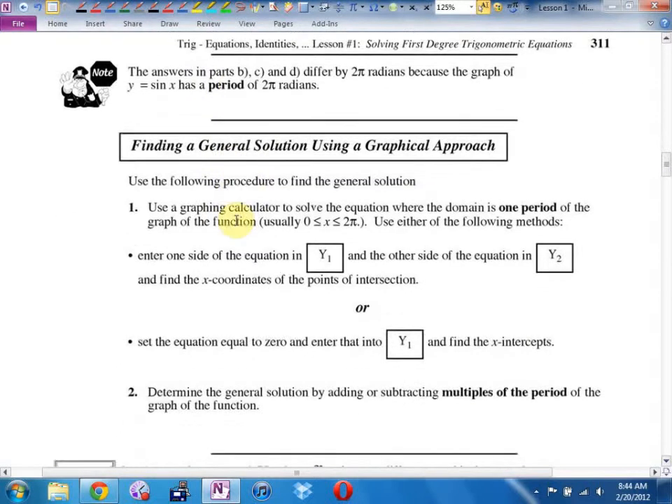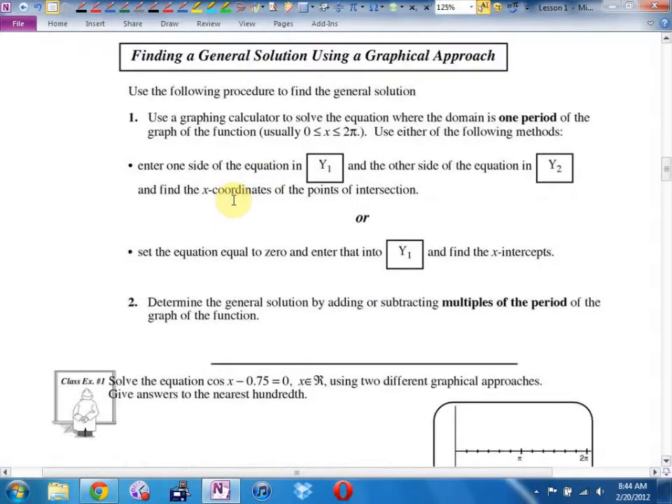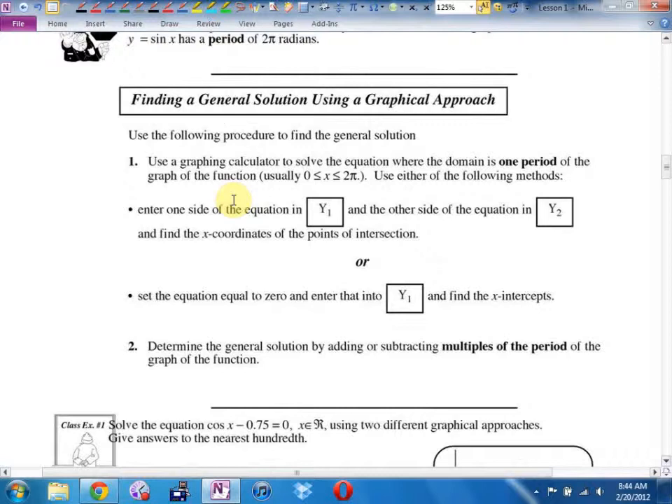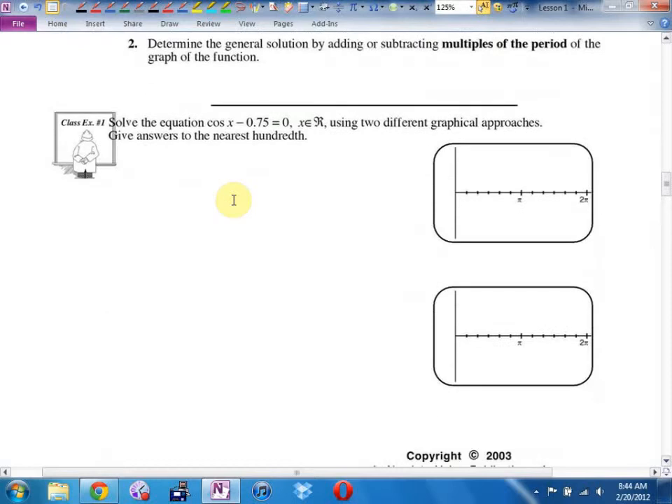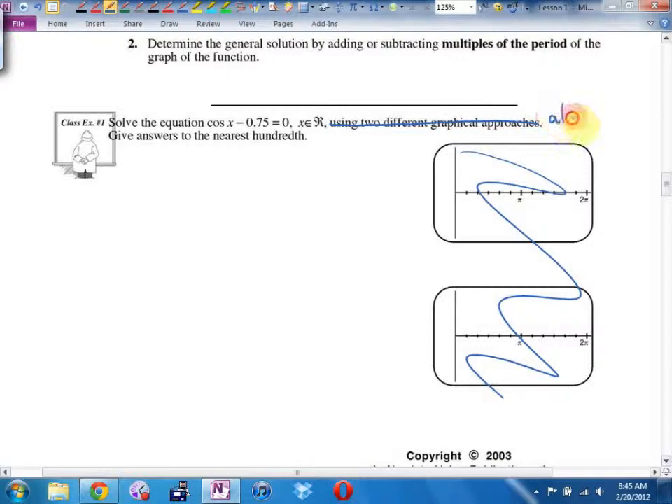So instead, go to page 311. It says, find a general solution using a graphical approach, blah, blah, blah. I'm not big on a graphical approach. We're going to do example 1, but we're going to do it algebraically. Okay? So I'm just going to say solve, cross out where it says 2 different graphical approaches, and write algebraically.